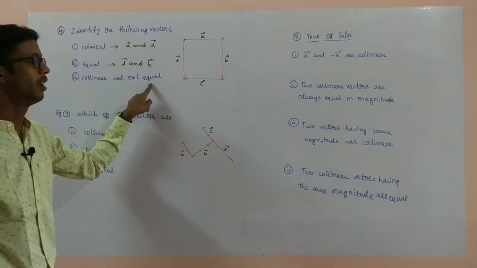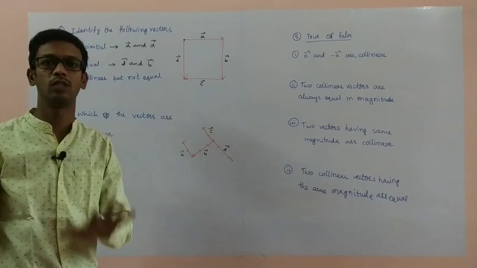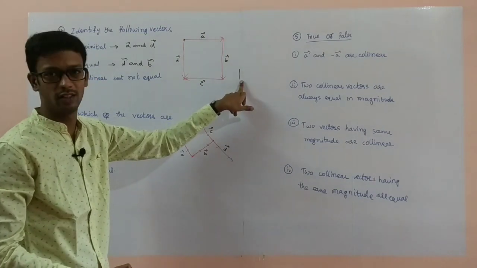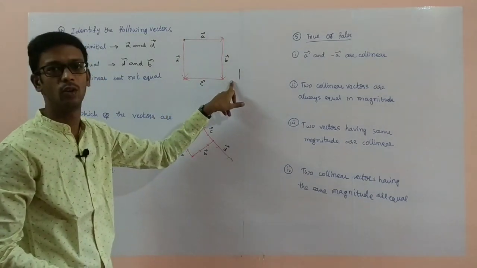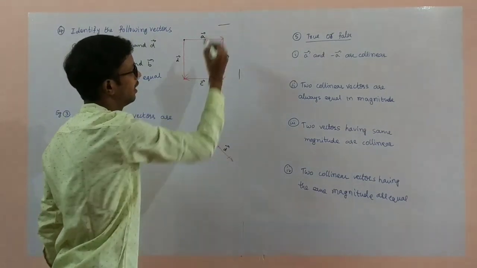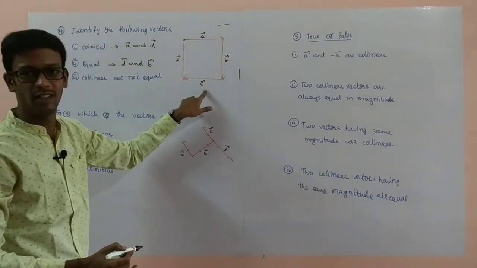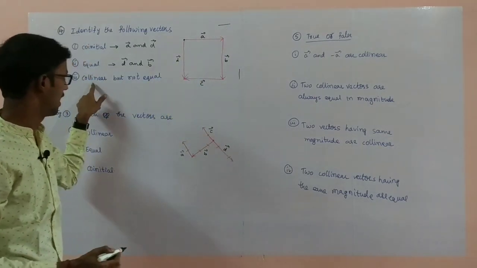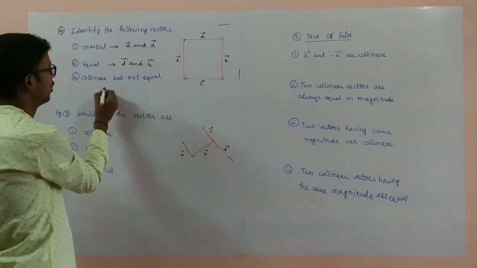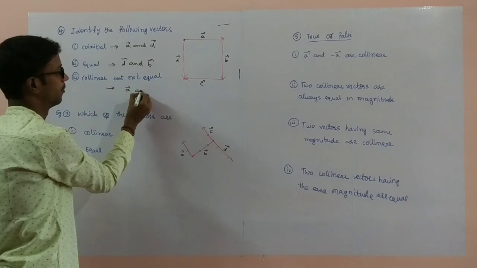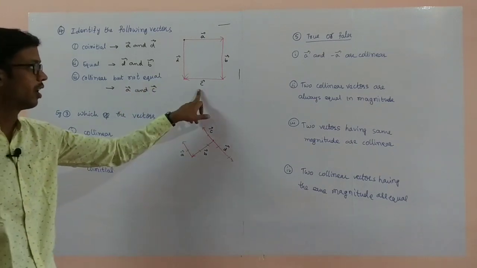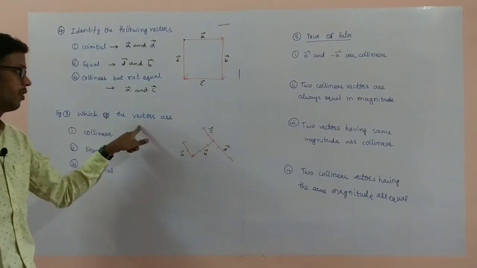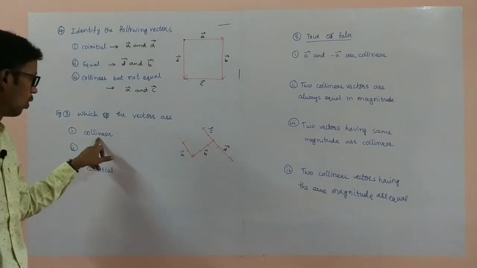Collinear but not equal. Collinear means parallel to the same line. You observe, if you draw a line here, these two vectors are parallel to the same line and direction is also same, so it is equal vectors. If you draw a line here, A bar and C bar are parallel to the same line, but different direction is there, not equal. It is asking collinear but not equal. So those vectors are A bar and C bar. Why? Because direction is different.